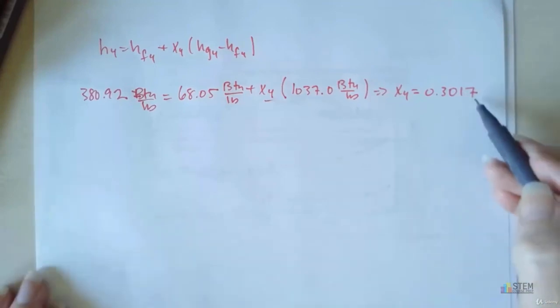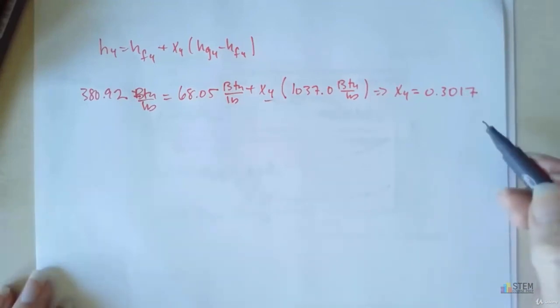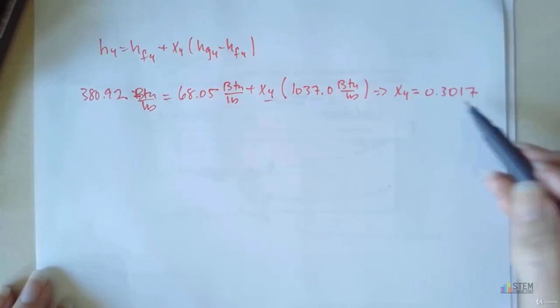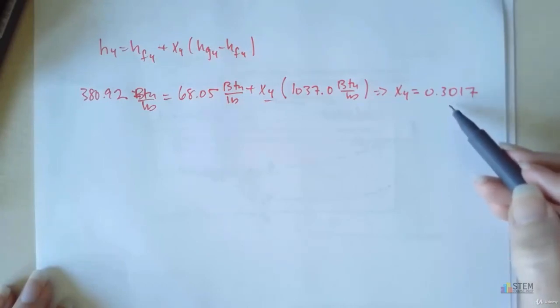Then I think we'll stop this video and we'll pick up the rest of the problem in the next one. All right, so this is our quality. So we've gone from 70% roughly down to 30% vapor.